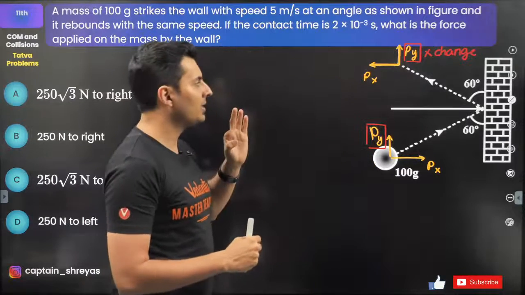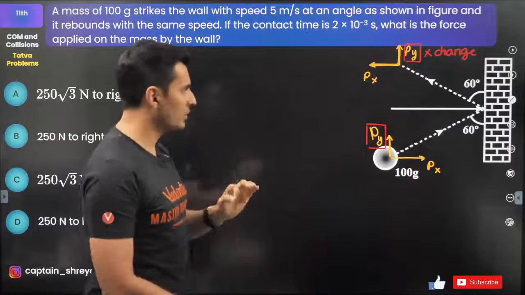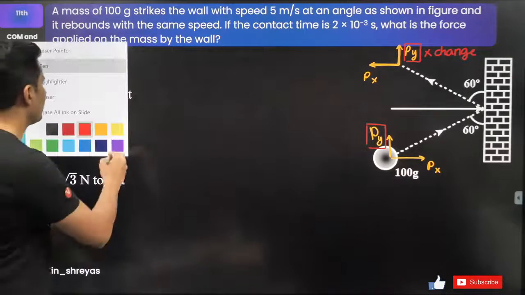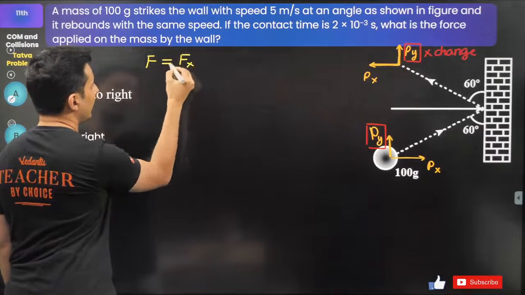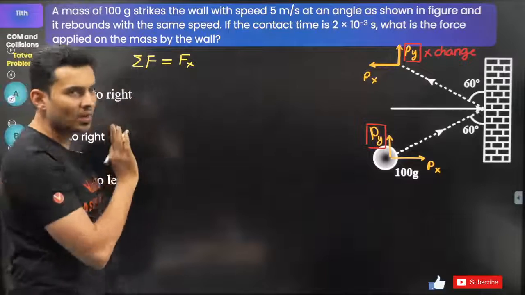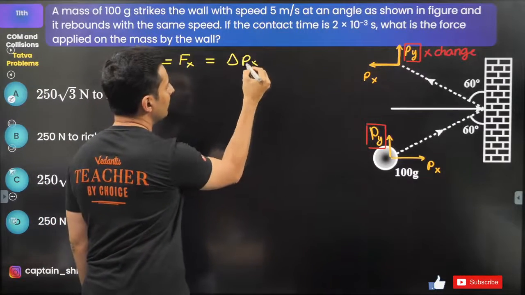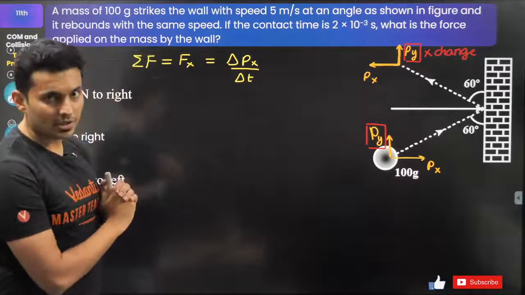So x momentum has changed, and wherever the momentum changes, there must be some kind of force. So hence, I will definitely say that the force only acts in the x-axis, and it is because of the change in the momentum in the x direction upon the time taken to change it.